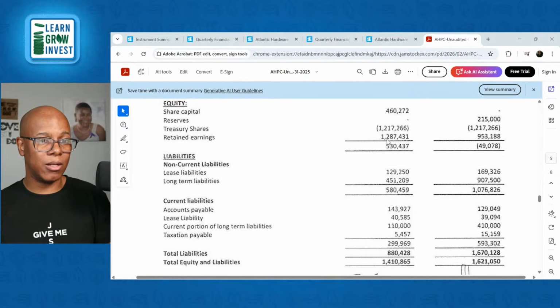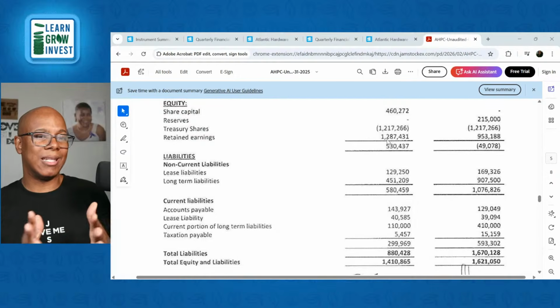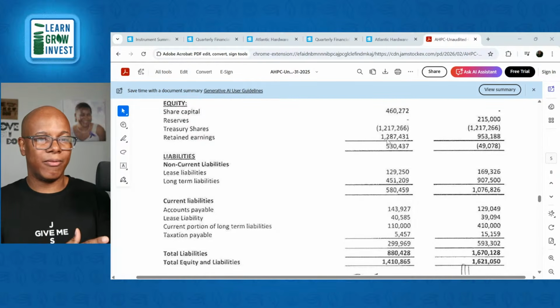If we see the retained earnings negative, it means that the company has probably been experiencing some losses, and so the retained earnings would be negative. So it's a good thing that this number is increasing. It means they have now capital for which they can, for example, pay a dividend from, right? Dividend is typically paid from retained earnings. So as a dividend investor, as an income investor, retained earnings is one of those things that you want to track.